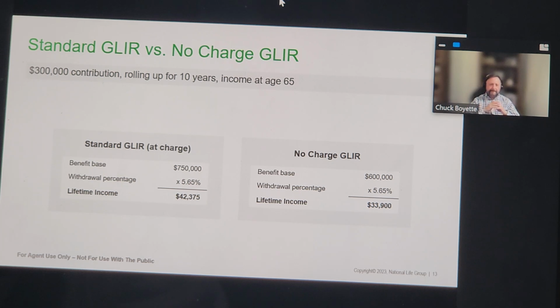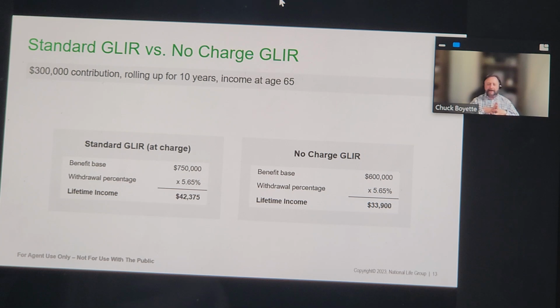The benefit calculation base is $750,000 at the end of year 10, and we multiply that by the withdrawal percentage based on their age, which is 5.65%. So their lifetime income, once that's calculated, is $42,375.